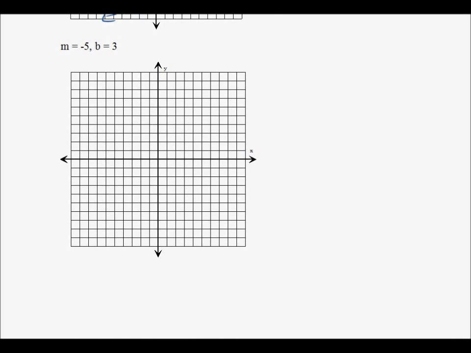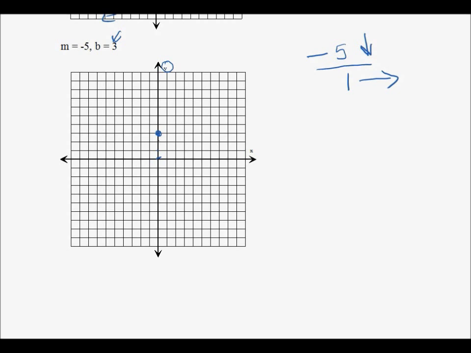So let's try the next one. Once again, I want to graph this y-intercept first. So on my y-axis, I start at the origin, and I want to move up 1, 2, 3 units, and I put a point. Now in this case, my slope is -5, and I think I want to write that as a fraction, so I'll put it as -5/1.